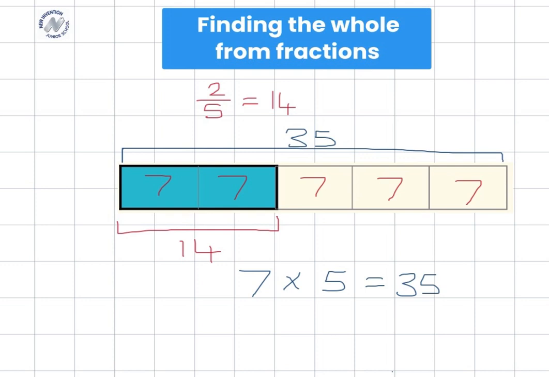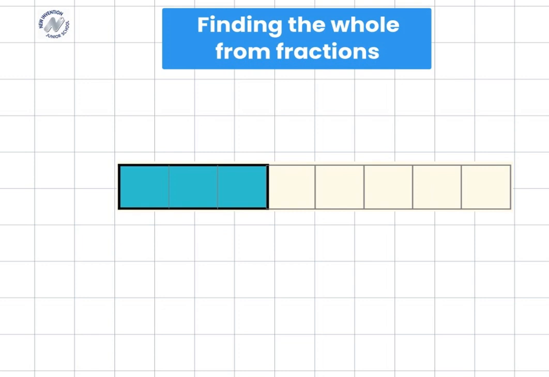Let's have a look at another example. So this time my fractions are eighths because my whole piece has been split into eighths. So 3 of my pieces, so 3/8, 3 pieces, I'm going to tell you are equal to 12. Again, let's label that on the diagram. So those 3 pieces are equal to 12. So I can find out what one individual piece is worth by simply dividing that section by 3.